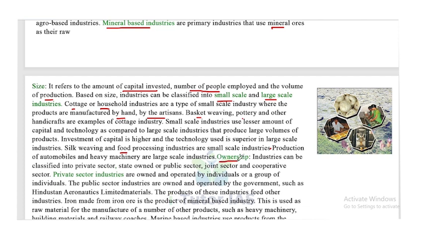Next one is ownership. Industries can be classified into private sector, state owned or public sector, and joint sector and cooperative sector. First one is the private sector. These are owned and operated by individuals or a group of individuals. So that is private sector industries.